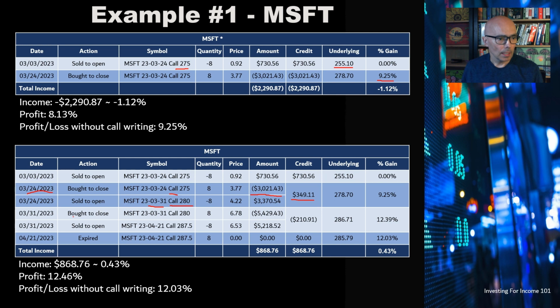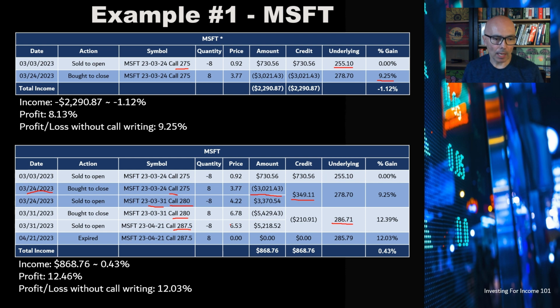And then the call was expiring 1 week later, unfortunately. So the strike price was 280, but 1 week later, Microsoft was trading at 286. So again, the call was in the money. So I rolled again. So from 280, I rolled to 287 and a half and extended it by 3 more weeks from the end of March to the 21st of April.